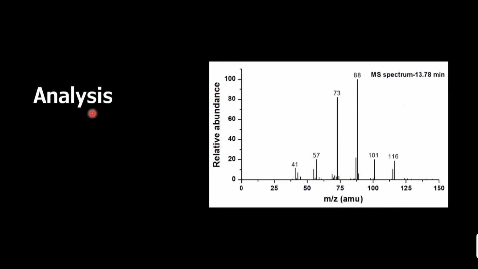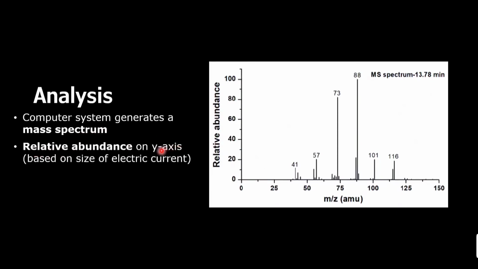So now analysis. Our computer system uses this information to generate a mass spectrum. And as I said before, a mass spectrum is a graph displaying the information that the detector found out from our mass spectrometry. On our y-axis is relative abundance, and this is usually percentage relative abundance, so it would usually be out of 100. We attain the relative abundance based on the size of the electric current. So if the electric current produced by a certain ion is larger, we know it's going to have a larger relative abundance.